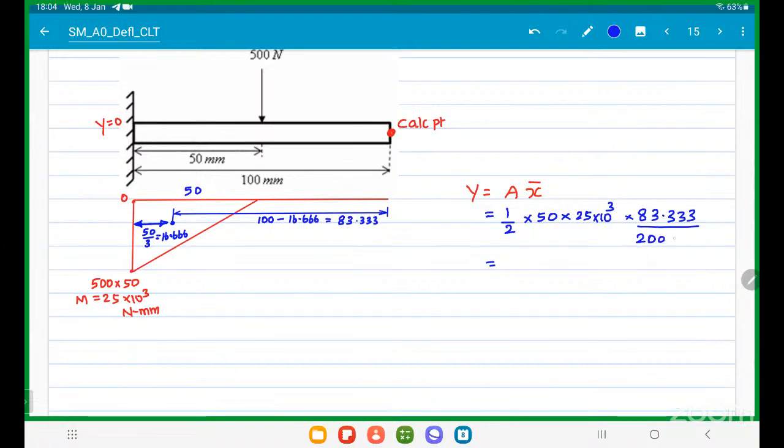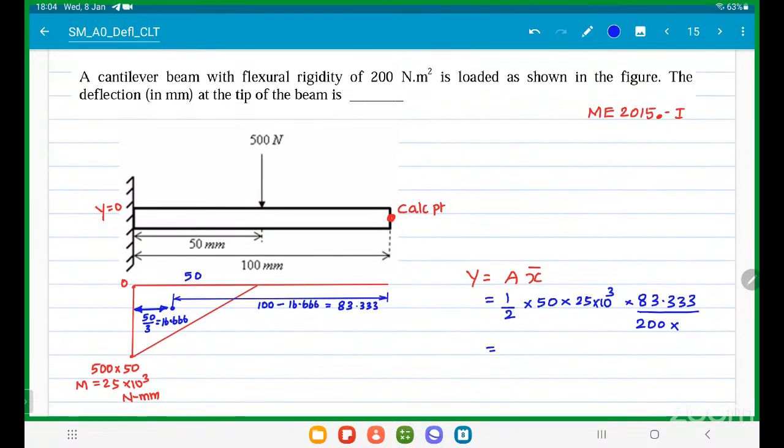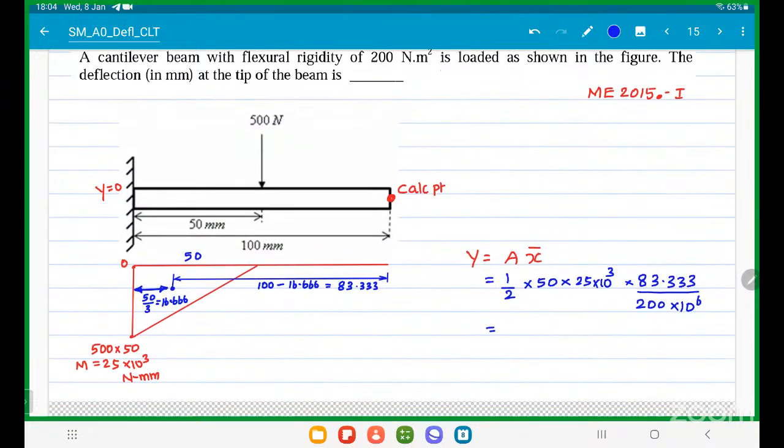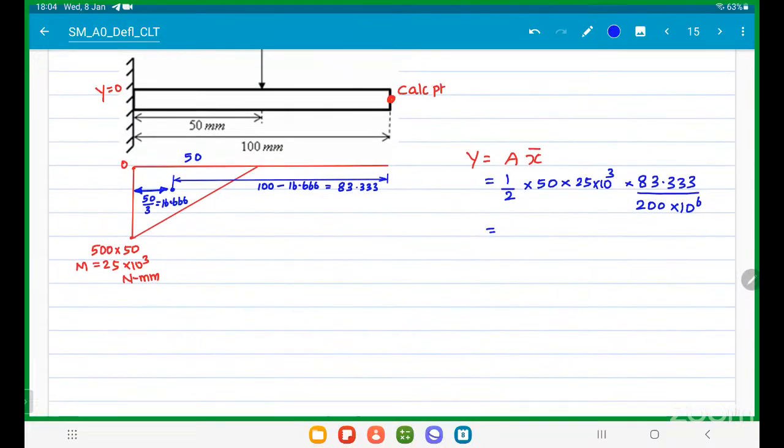200 into Newton meter square, right? So Newton is okay. We want mm square, 10 power 6. Directly you can tell. Tell me the final answer, please.